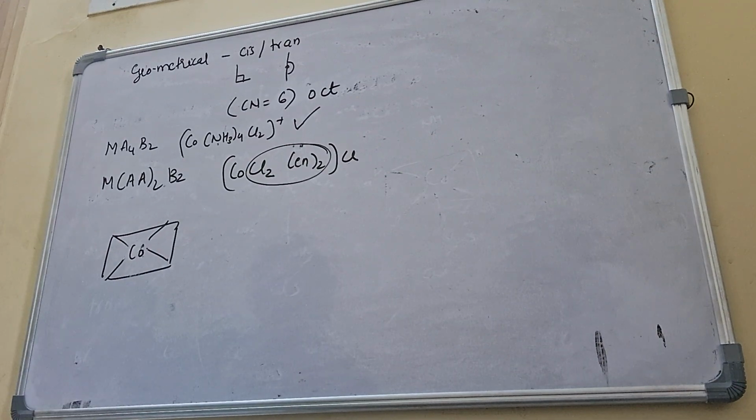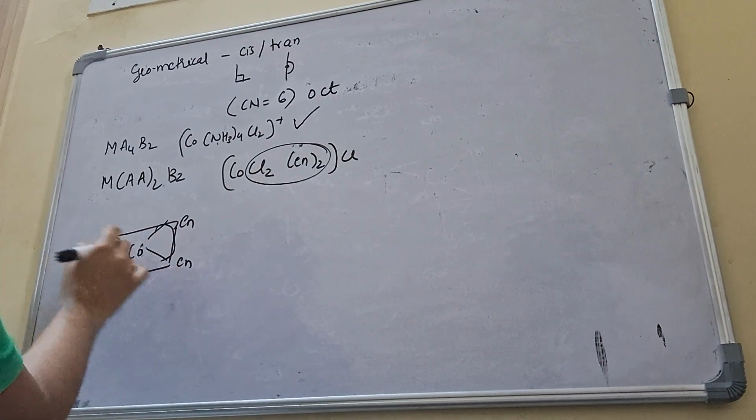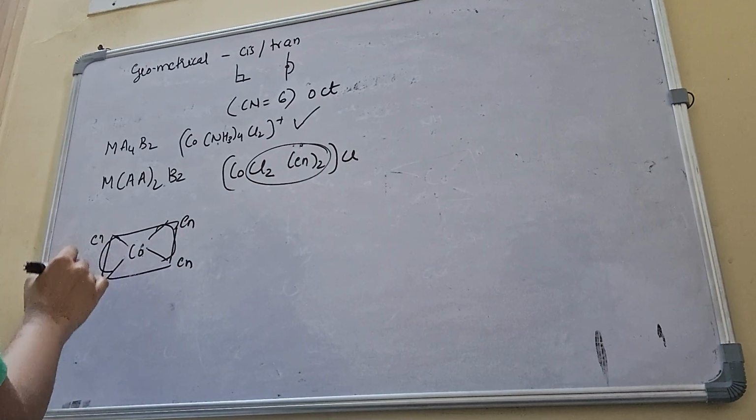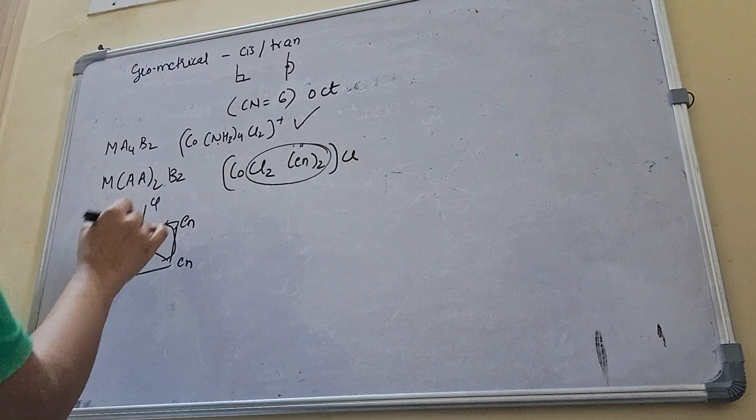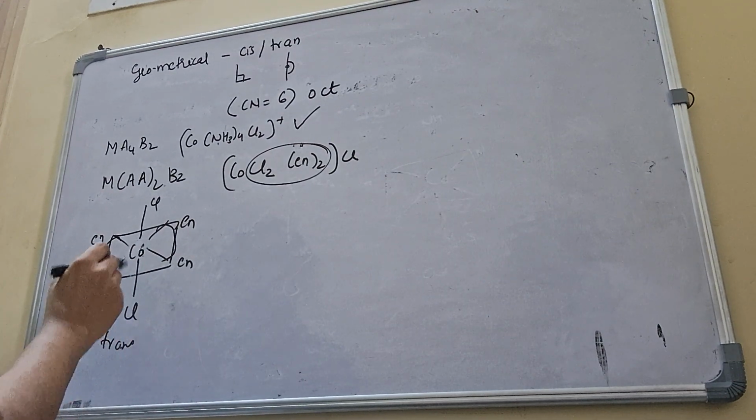Now, what will be the possibilities? I can put en here, en here. They are bidentate, en here, en here. And the 2 chlorines will be here. So this is going to be trans because the angle is going to be 180.